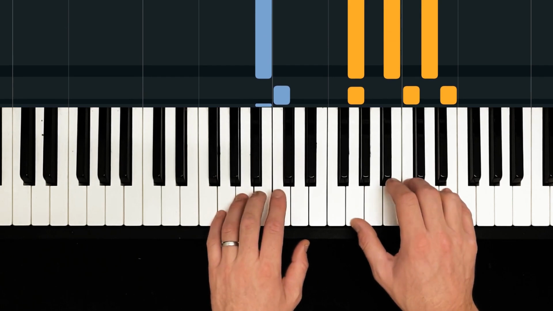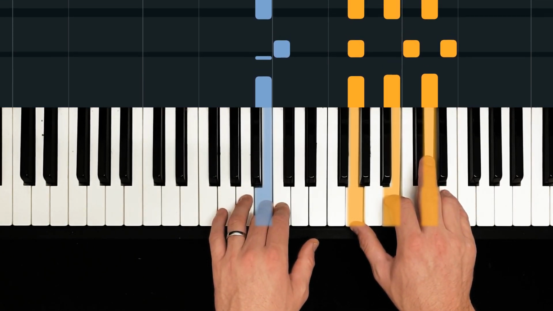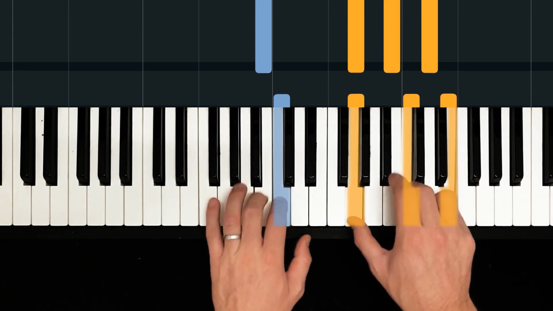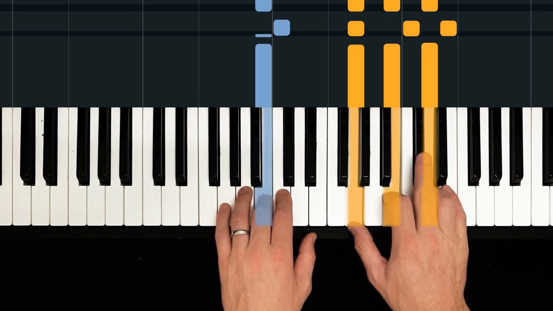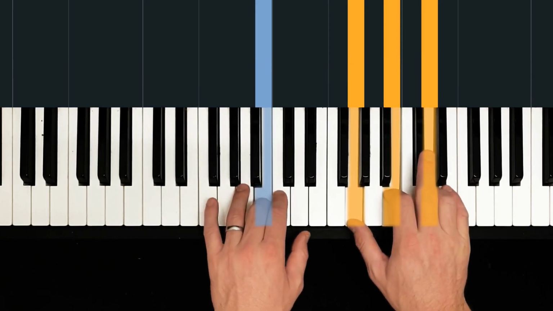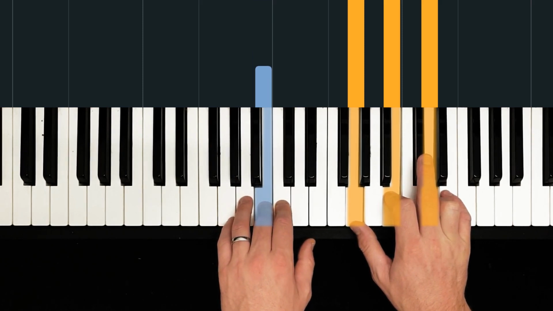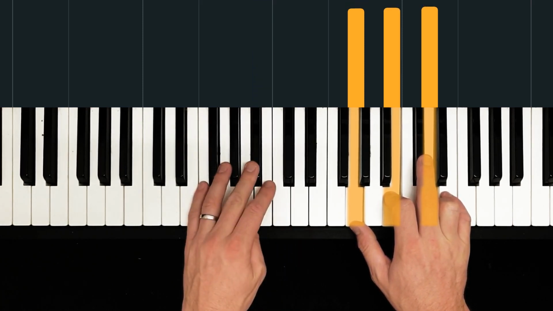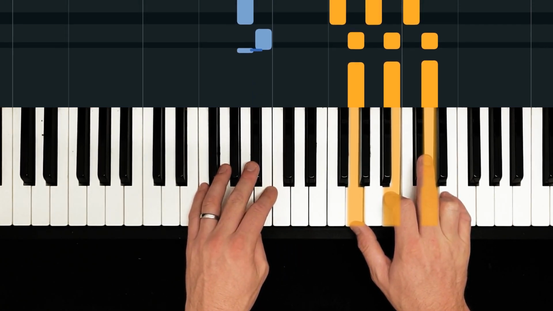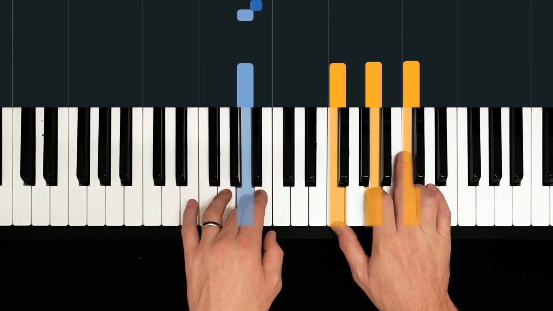Again, 1 a 2, 3, 4, and you hold that for a similarly large amount of time. Again, 1 and a 2, 3. Let's move on now. 4, 1, 2, 3, 4. Next bars, 1 and a 2.